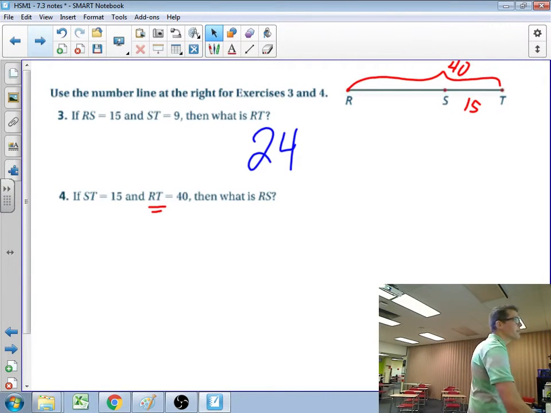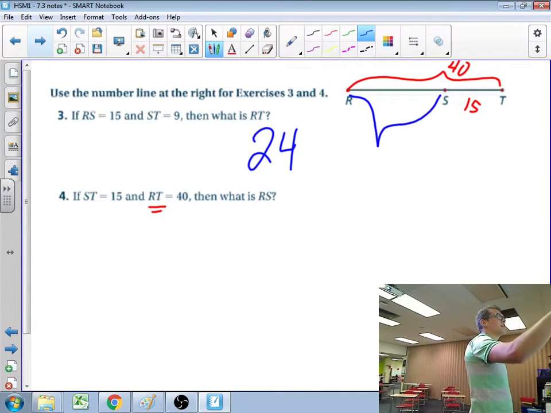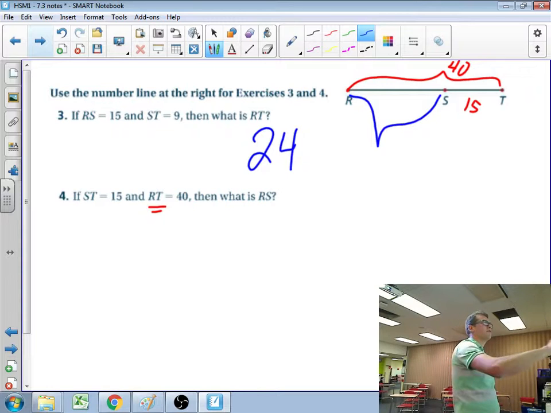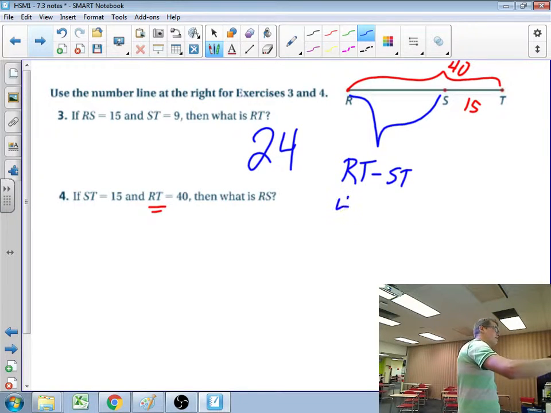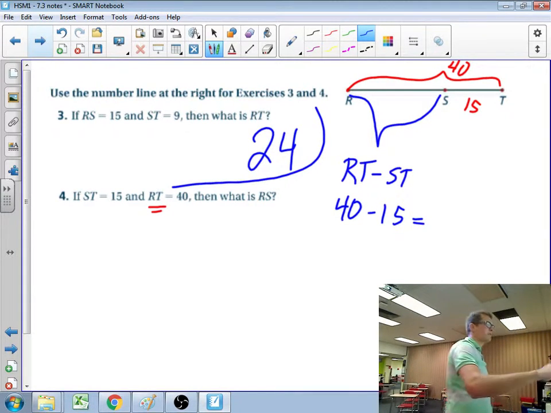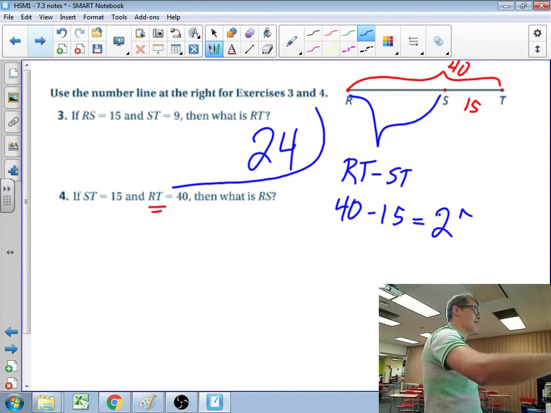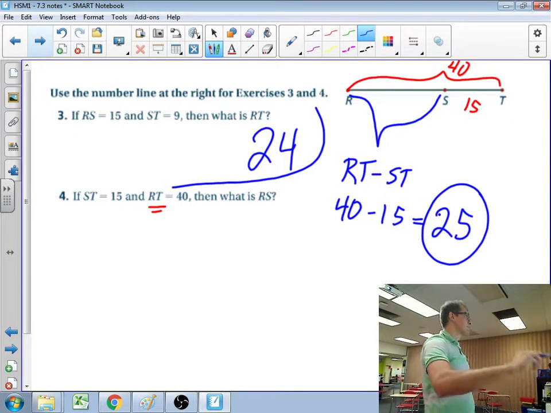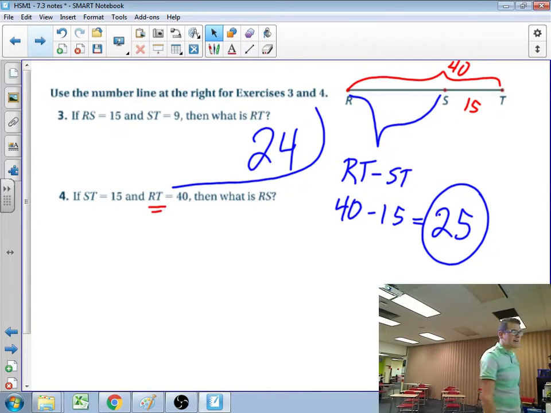RS, right here, is going to be the difference between 40 and 15, so we know that RS is actually RT minus ST, so that's going to be 40 minus 15, which is going to give us a value of 25. So of course, this line was different for problem 3 versus problem 4, but always realize that it's just a sum or a difference problem when we're talking about segments.